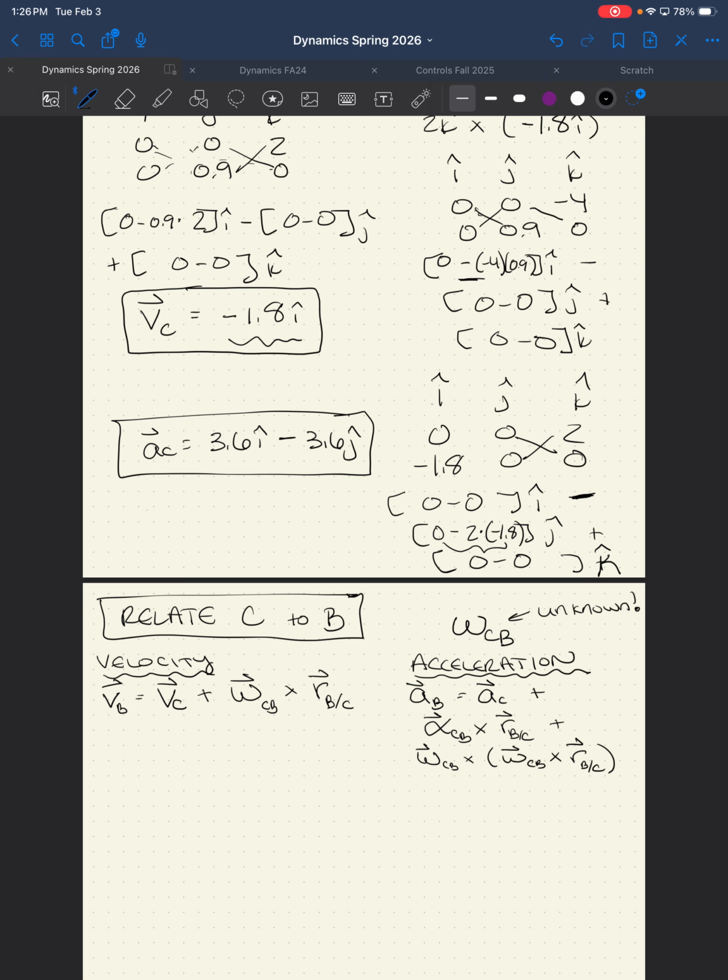Yeah. So we have, those are the same thing. This vector is the same as the addition of these two vectors, right? Yeah, some amount in the i hat, some amount in the j hat.